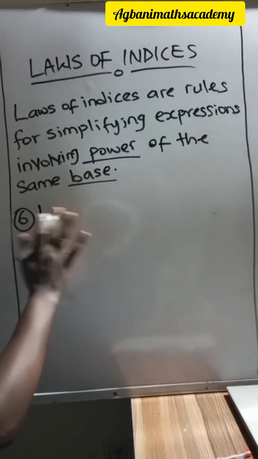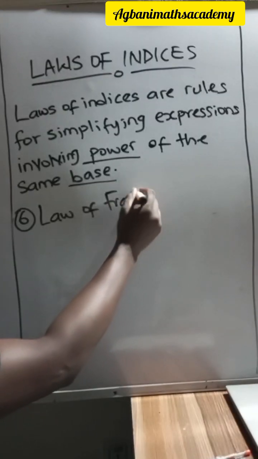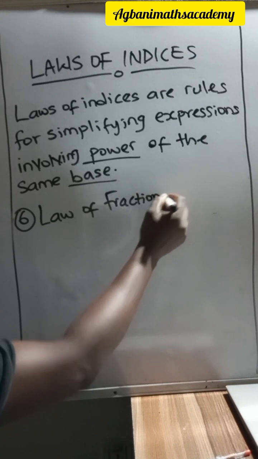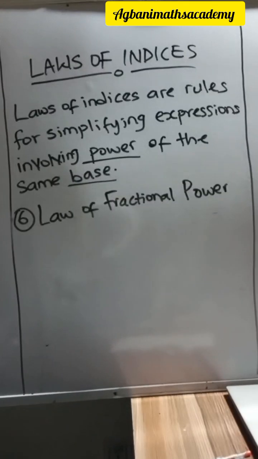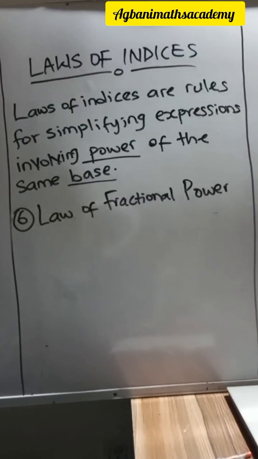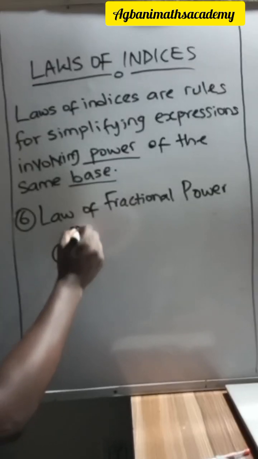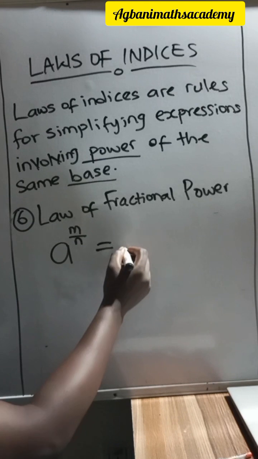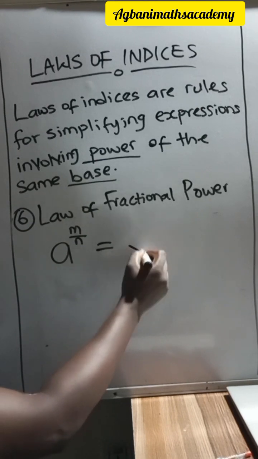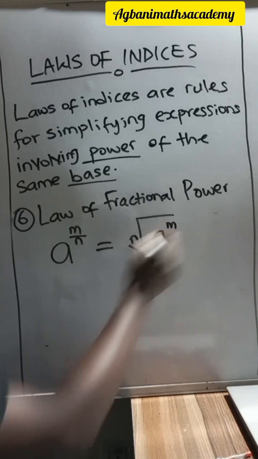Law of fractional power. So law of fractional power. We have a to the power of m all over n is equal to the nth root of a to the power of m.